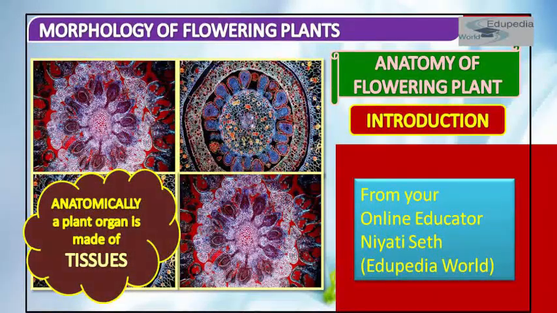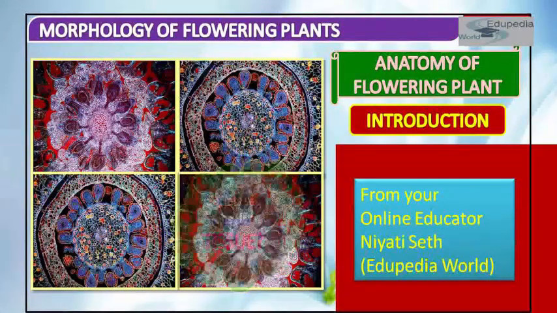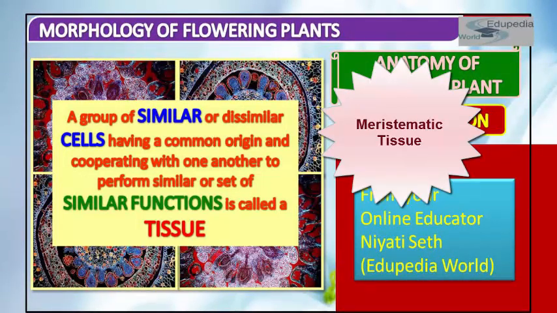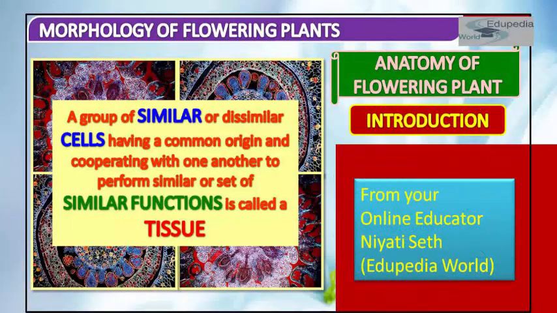Anatomically, a plant organ is made up of tissues. So let's see what is tissue. Tissue is a group of similar or dissimilar cells having a common origin and cooperating with one another to perform a similar function or set of similar functions. Tissue can be classified into two main groups, namely meristematic and permanent tissue, based on whether the cells being formed are capable of dividing or not.